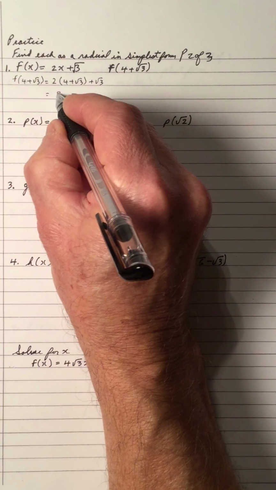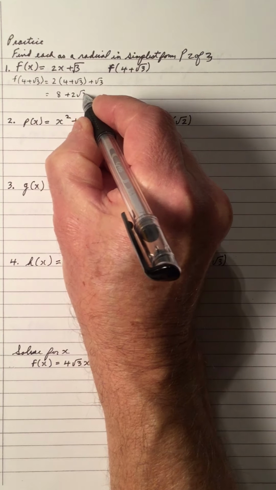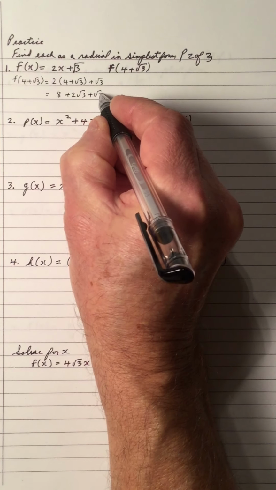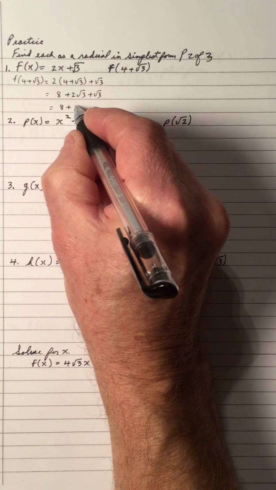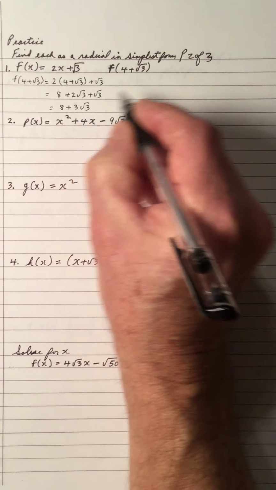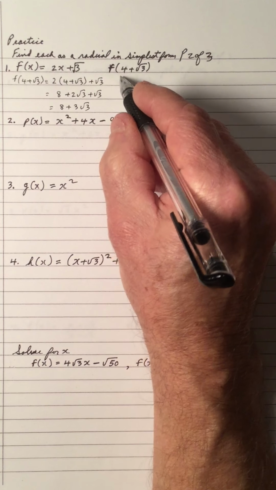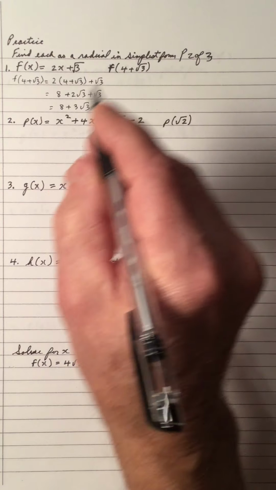So 2 times 4 is 8. 2 times root 3 is 2 root 3, plus root 3. And when you add, you get 8 plus 2 plus 1 is 3, so it's 3 root 3. So note the f of x, the x is being replaced with whatever is in this bracket.